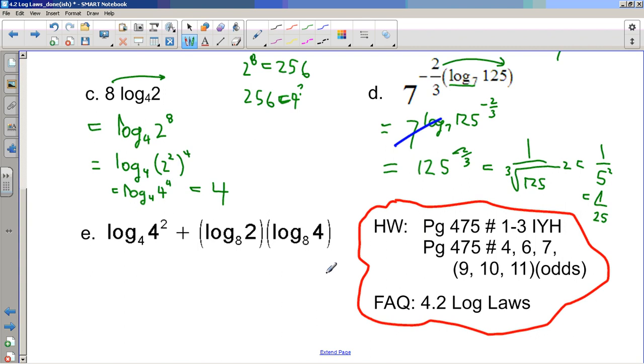All right, what do we got here? This is easy peasy, right? The 2 comes out front. A function composed with its inverse. This is just 2 times, and what's a function composed with its inverse? That's just 1, right? I'll write it out again just so we see it, but log base 4 of 4, that's just 1.